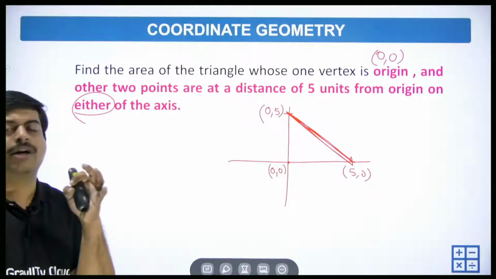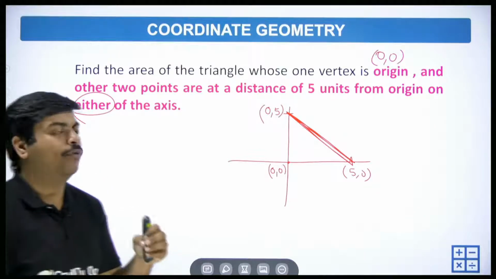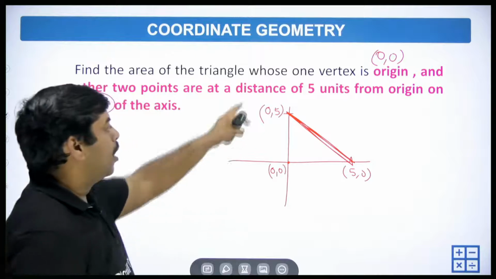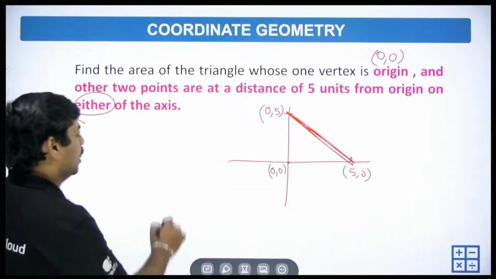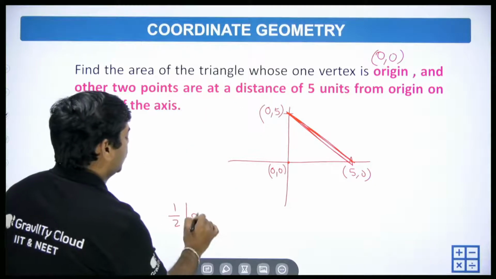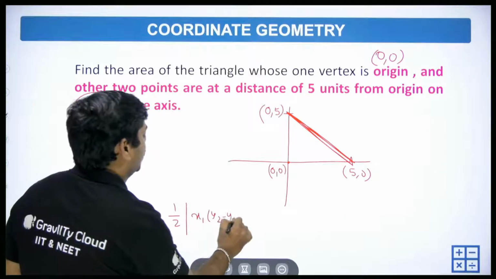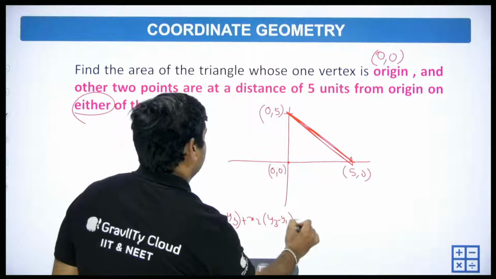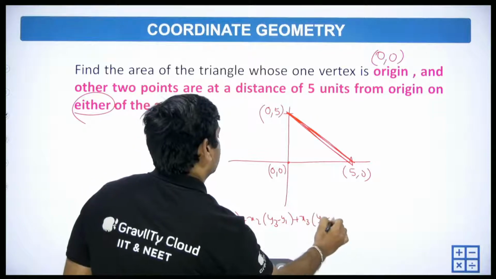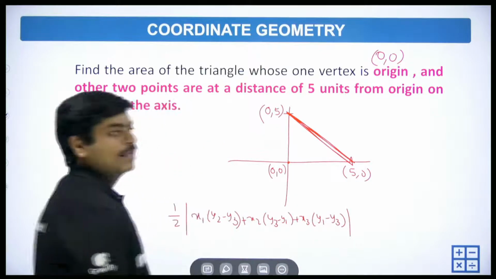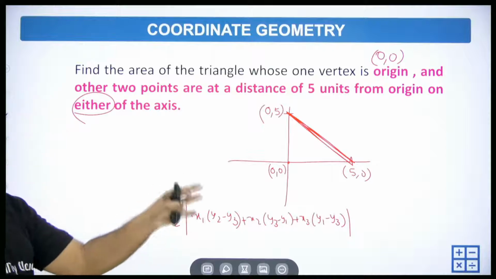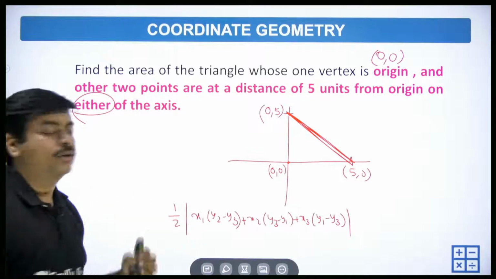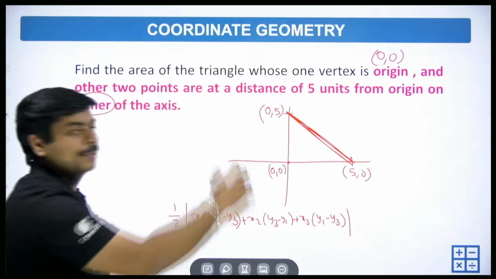So now you have a couple of options. One is to go with the all-vertices formula, that is half times x1 into (y2 minus y3) plus x2 into (y3 minus y1) plus x3 into (y1 minus y2) square units. Okay, so you can use this formula, or it is simpler to use the geometry of this shape.